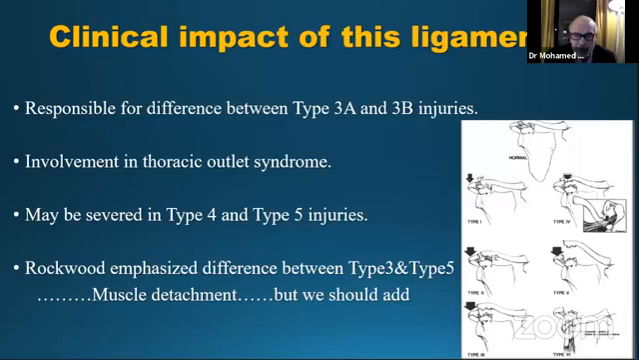What about the clinical impact of this ligament? It is responsible for differentiation between type 3A and type 3B, as we will discuss later. These two types, according to Rockwood, are called the watershed types, because they are so similar to each other, and the only difference is the injury to this ligament. It is also involved in thoracic outlet syndrome, and it may be severed in type 4 and type 5. According to the Rockwood classification, he emphasized the main difference between type 3 and type 5, as we discuss later, that in addition to the muscle attachment, we could add the injury to the Caldani ligament.